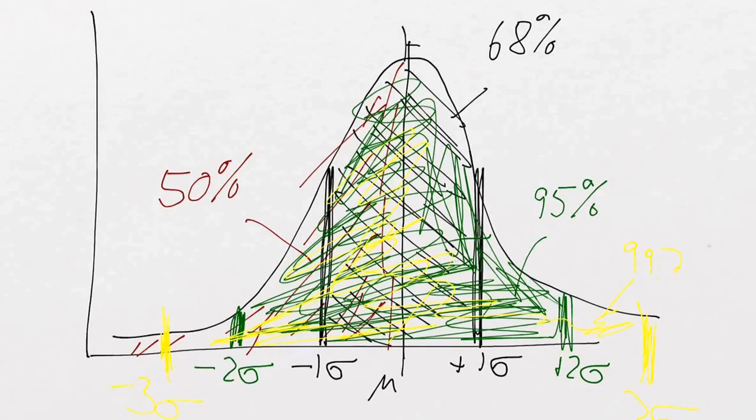Yeah? And this is what is called the empirical rule. It's the 68-95-99.7% rule. And I want you to remember this almost like a phone number.